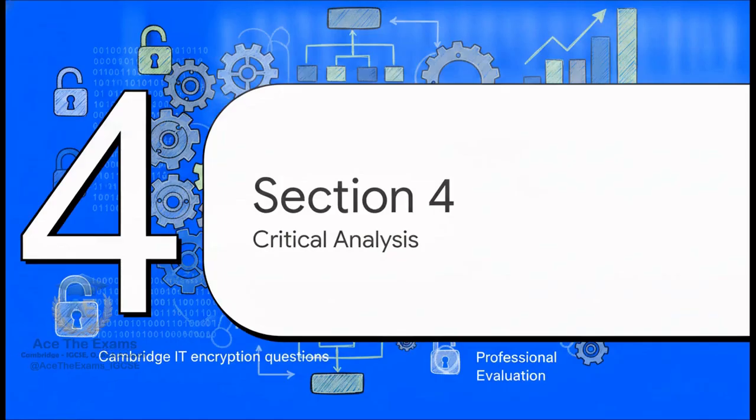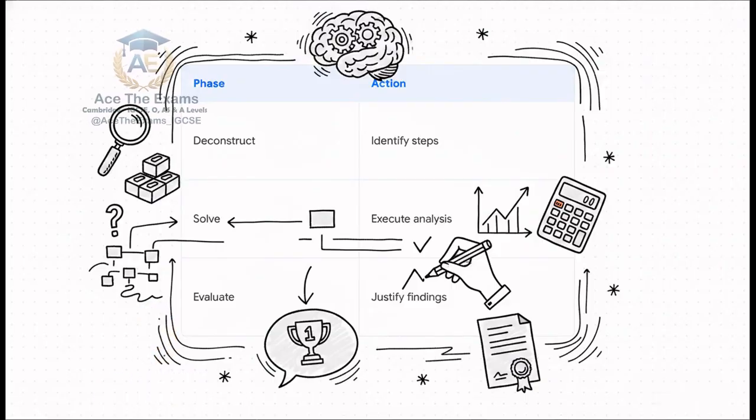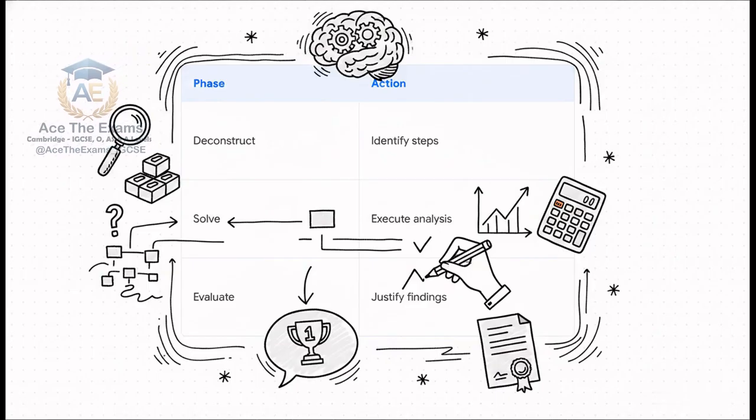Let's move to Section 4, Critical Analysis and Evaluation. Let's see how all of this builds into the final strategy for evaluating evidence exactly like a top-scoring candidate. This is the big one. This table breaks down the essential deconstruct, solve, evaluate model required to systematically solve problems and make evidence-based, justified recommendations. This right here is the difference between an average grade and absolute mastery.